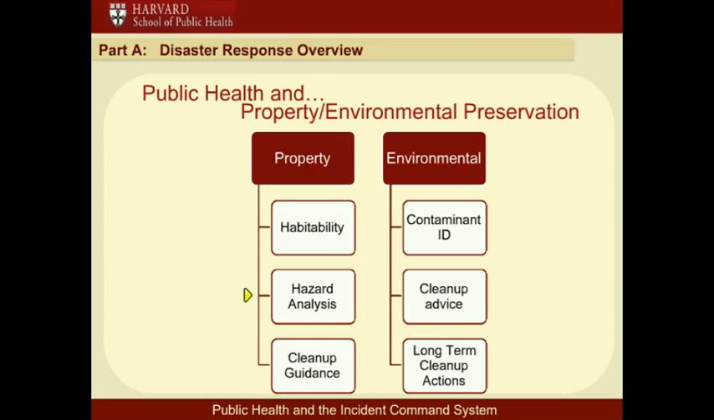Are there any hazards involved? Are they chemical hazards, microbiological hazards, physical hazards? If they're chemical hazards, microbiological hazards, what kind of guidance do we need to give the individuals at that property to clean it up? On the environmental side, we go back to contaminant ID. Just like in incident stabilization, we need to identify what's been released into the environment, what steps we need to take to clean it up, both in the short term and the long term.